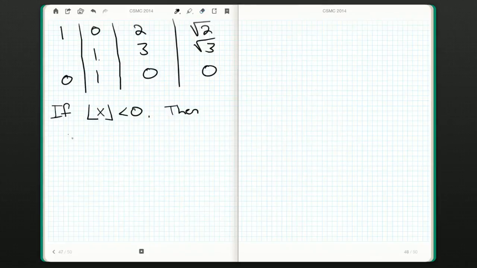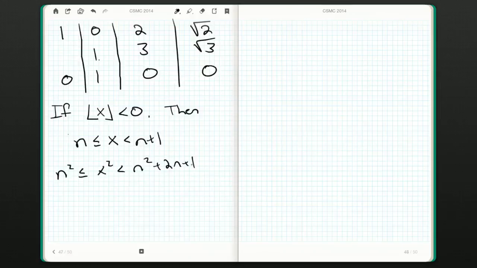Okay, n is still the floor of x. So n is less than or equal to x, less than n plus 1. But now we just have to remember n is going to be a negative number. Okay. So we still get n squared less than or equal to x squared less than n squared plus 2n plus 1.